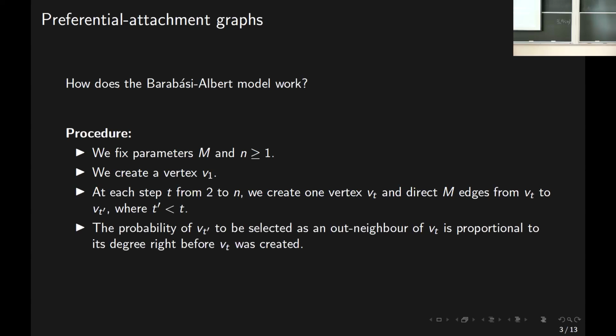The probability of vt' being selected as an out-neighbor of vt is proportional to its degree right before vt was created. What that means is that while I'm selecting the m targets for vt, each choice is independent. The fact that I'm selecting one specific vertex does not make that vertex more probable to be selected for the second target of vt.